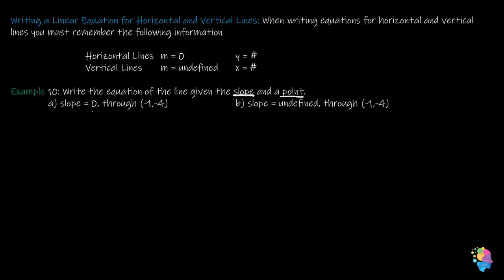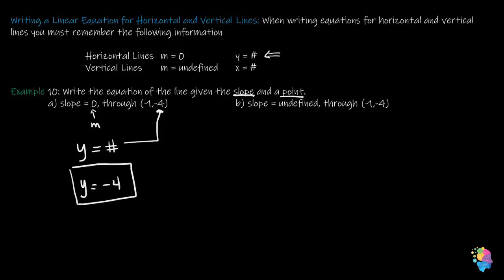In 10a, we see that the slope is 0. As soon as we see that, we should remember that because the slope is 0, our equation is going to be y equals a number. The number will depend on the value of y at the given point. So then the equation for this line will be y is equal to -4.